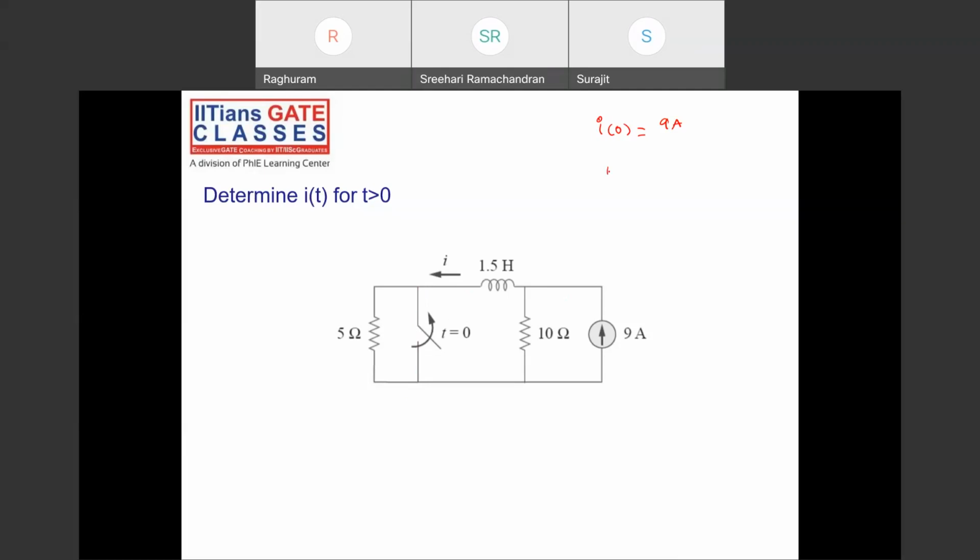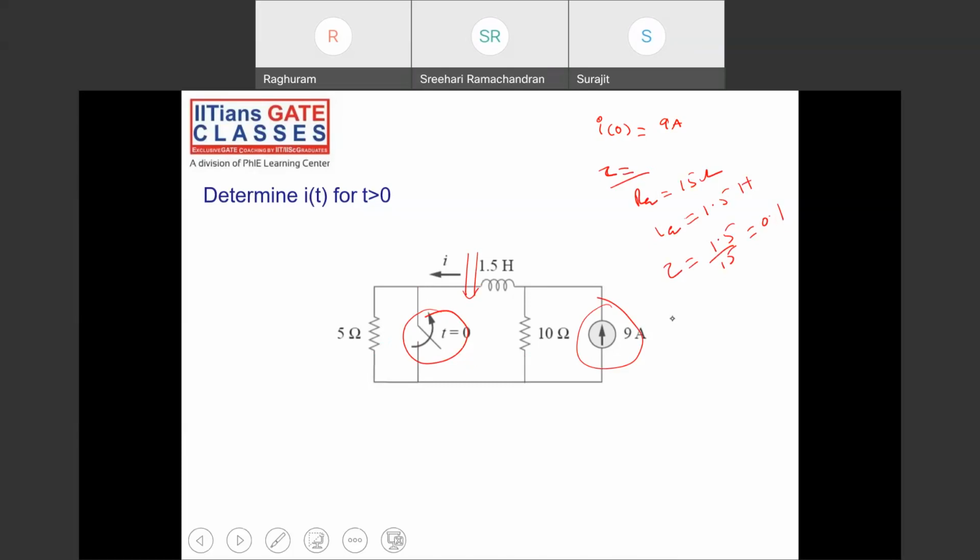And tau is after the switching action. After the switching action, the switch is opened. So as seen from these terminals, I need to find the R equivalent. This will be opened, so 5 and 10 are in series. R equivalent is 15 ohms. L equivalent is 1.5 Henry. So tau is equal to 1.5 by 15, that is 0.1.